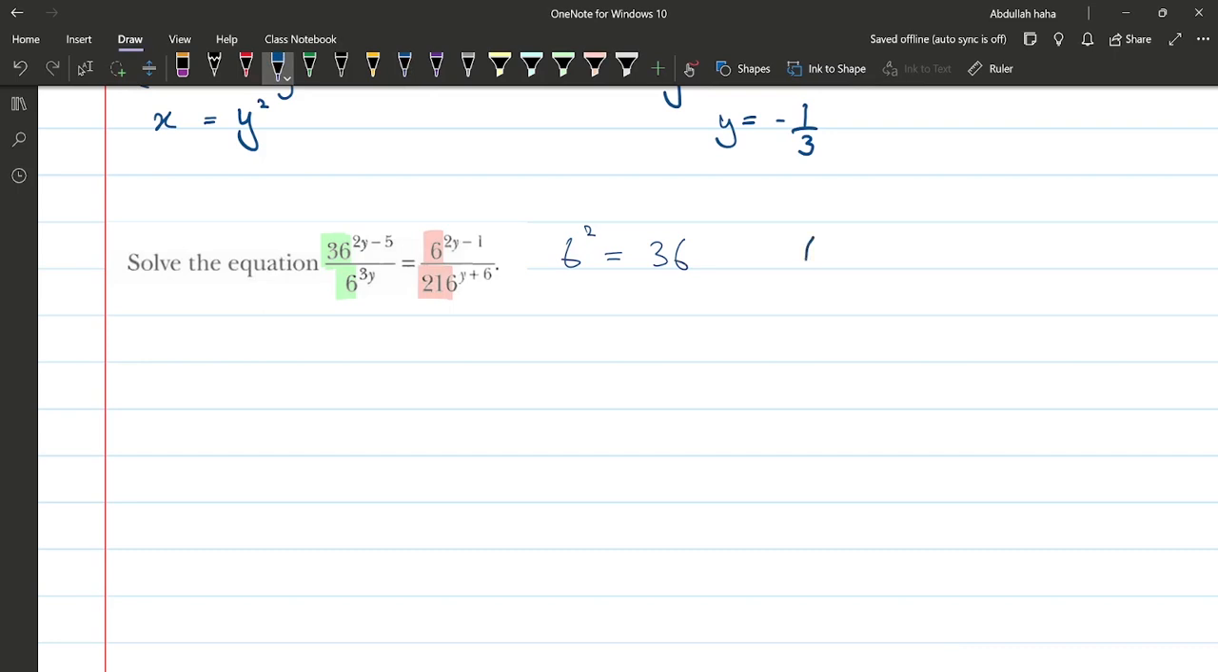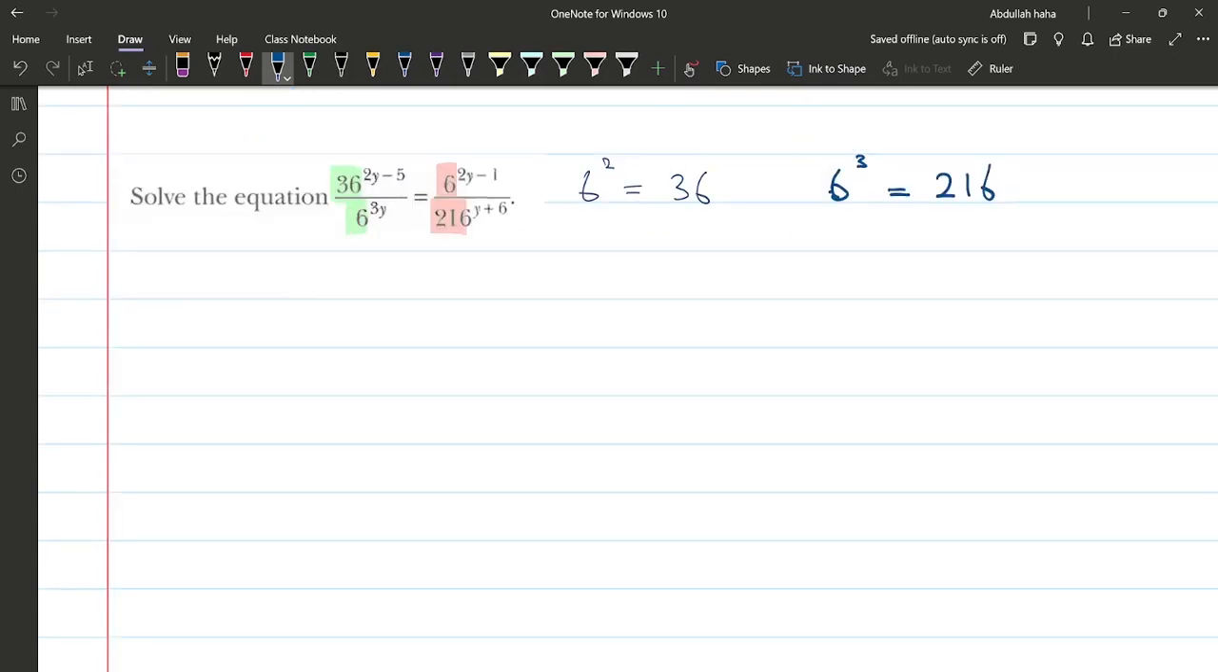If I do 6 to the power 3, we'll get 216. Okay, so that's really helpful. So let's rewrite this. 6 to the power 2y minus 5 over 6 to the power 3y is equal to 6 to the power 2y minus 1 over 6 to the power 3y plus 6.